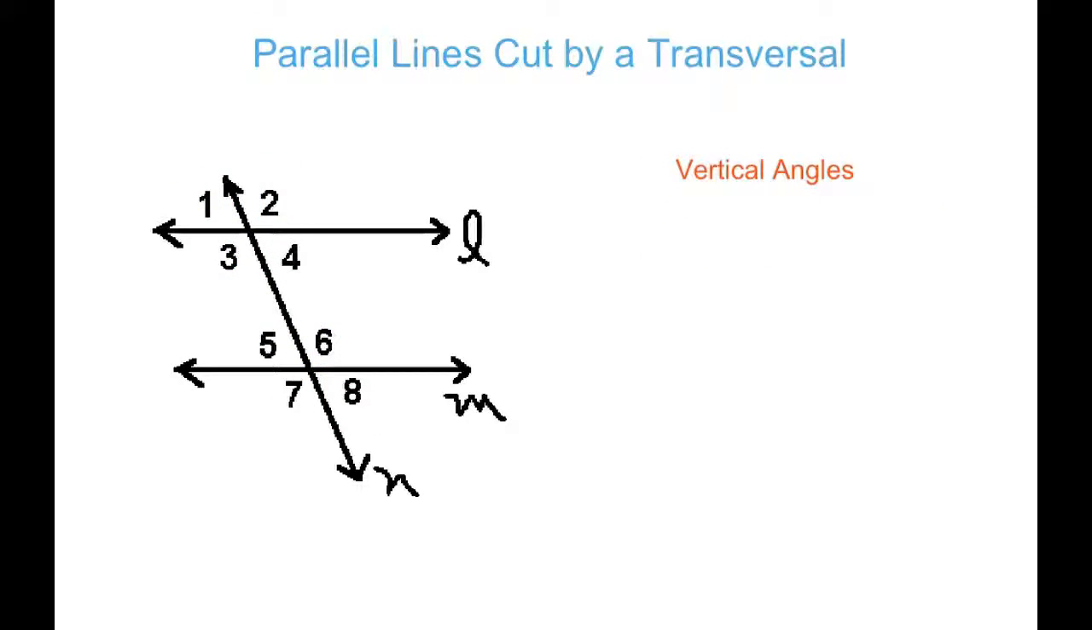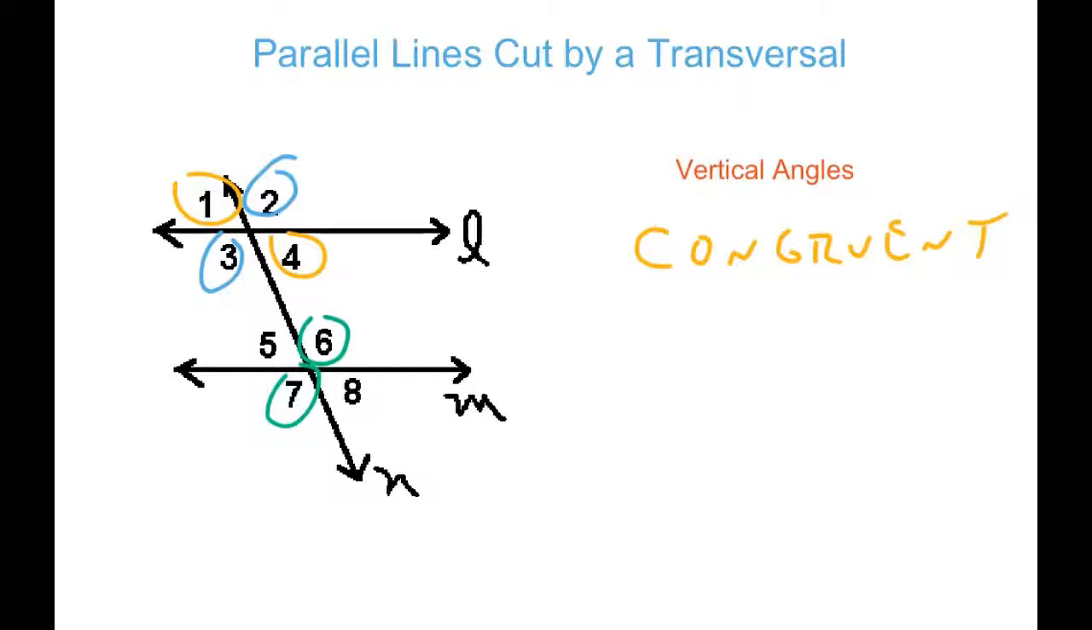Vertical angles, guess what? Congruent. So we have angles 1 and angle 4 are congruent. They'd be the same. 2 and 3 are congruent. 6 and 7 are congruent. 5 and 8 are congruent. So if you know one of them, you know the other.